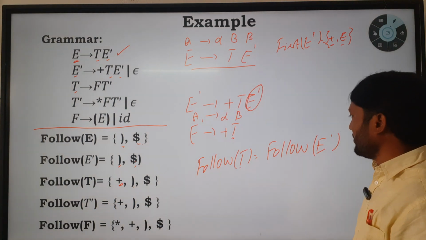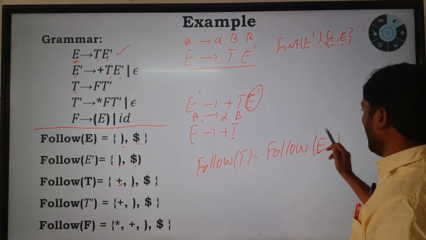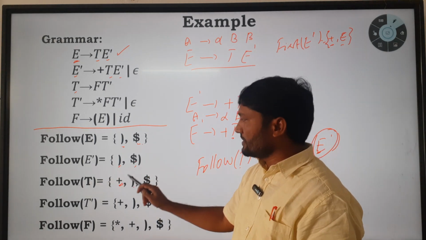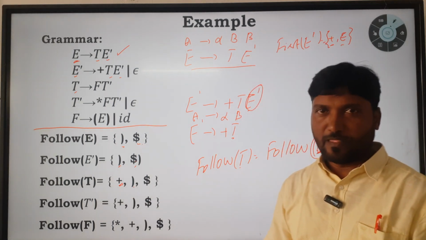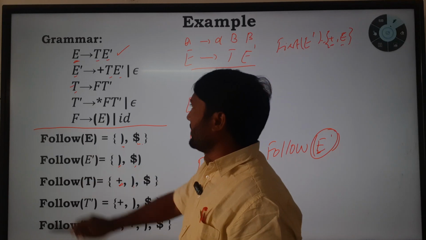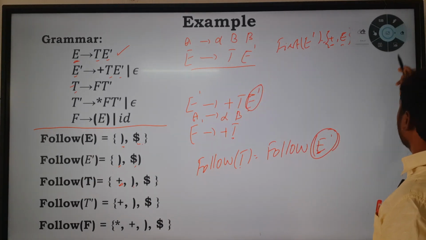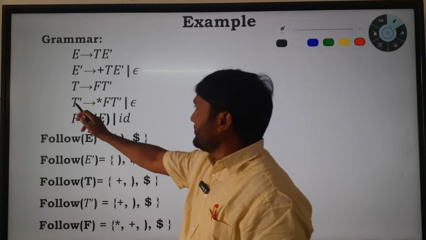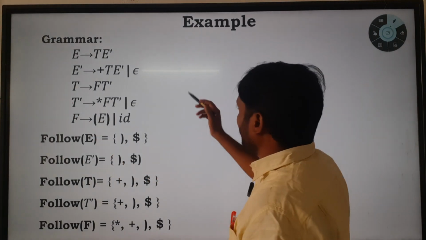Is it right? Follow of T equals follow of E dash. So, what are the symbols in the follow of E dash? Those two symbols can be considered in the follow of T. So, this is how to calculate the follow of T, that is, T is over. And next, come to here: what is the follow of T dash?